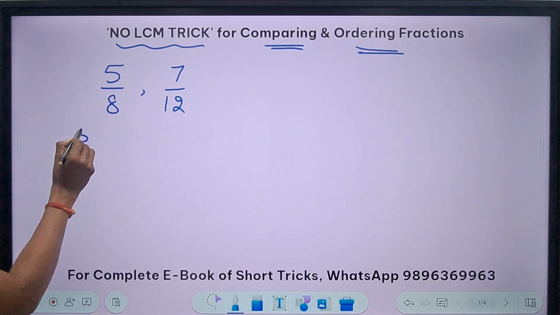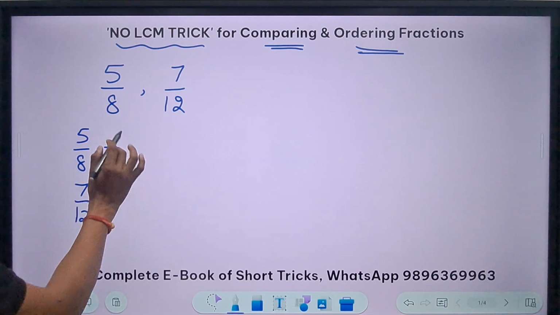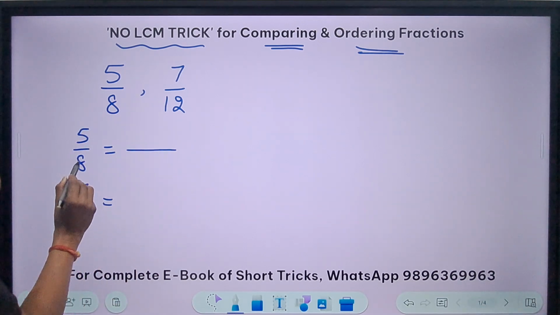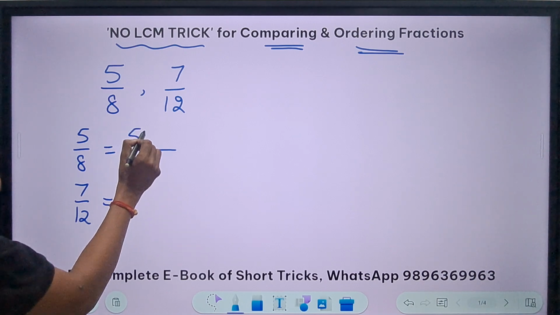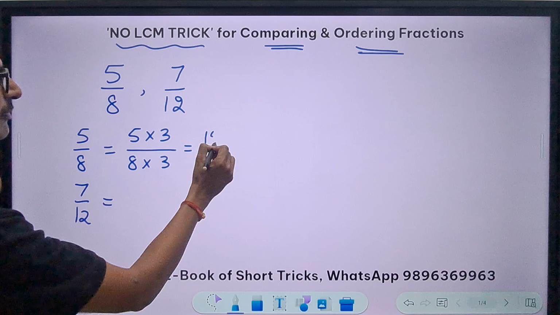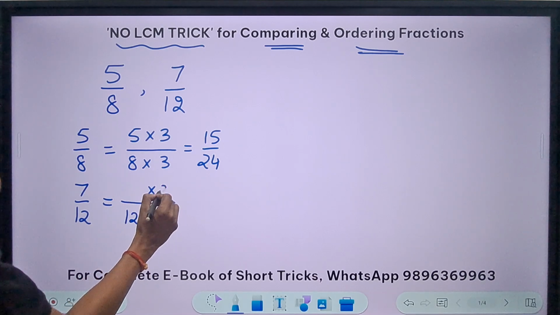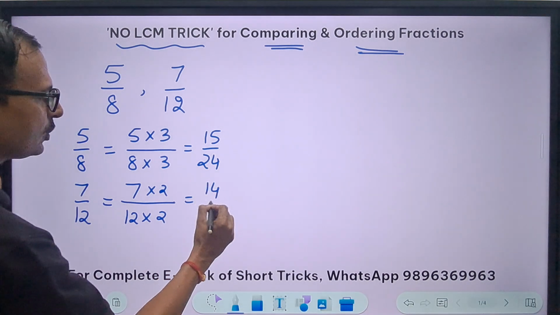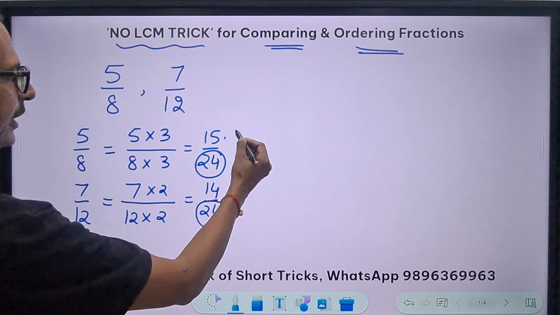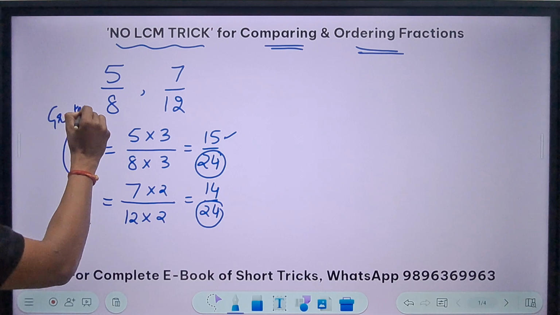So the teachers will tell you to convert 5 upon 8 and 7 upon 12 to fractions having a common denominator, and they will find the LCM of 8 and 12, which is obviously 24 in this case. So I have to somehow convert 8 to 24, and similarly the numerator will also change. 8 times 3 is 24, so I will multiply this also by 3, I will get 15 upon 24. And likewise 12 times 2 is 24, so I will multiply the numerator also by 2, so I get 14 upon 24. And now once you have a common denominator, which is the LCM of 8 and 12, you can compare the numerators. So since 15 is greater than 14, 5 upon 8 is the greater fraction. Now this is what we are taught at school level.